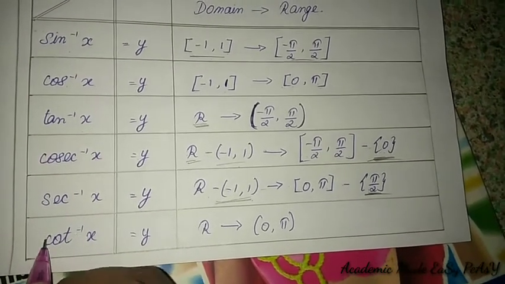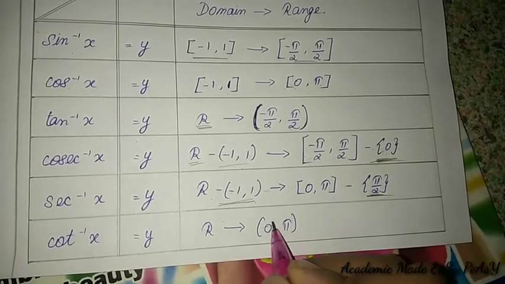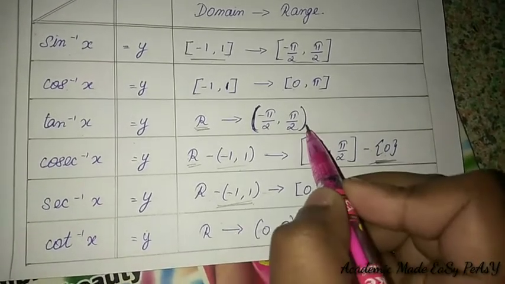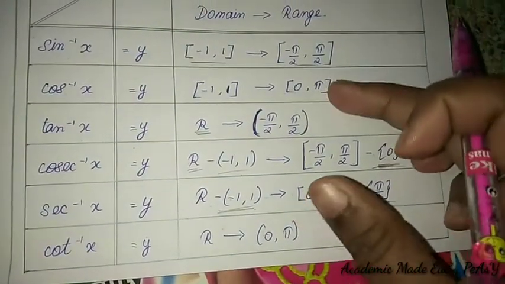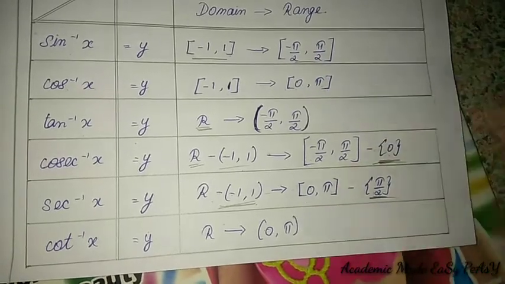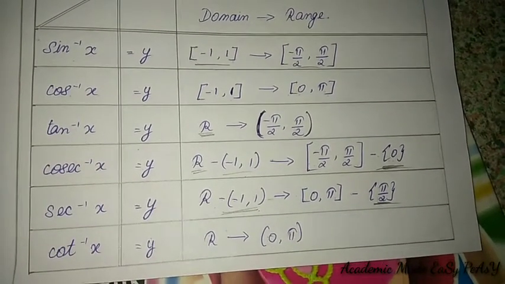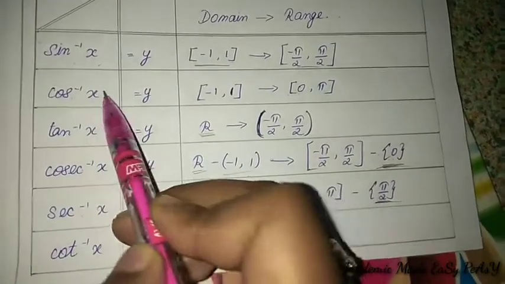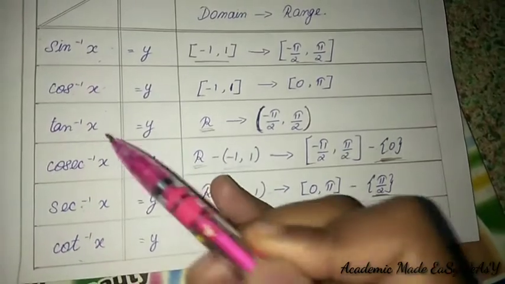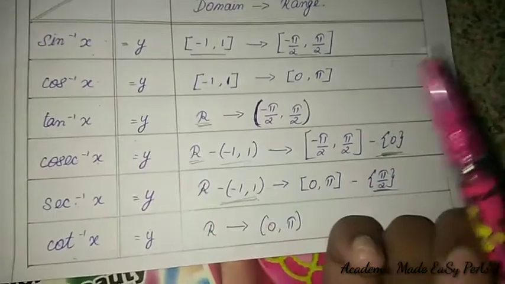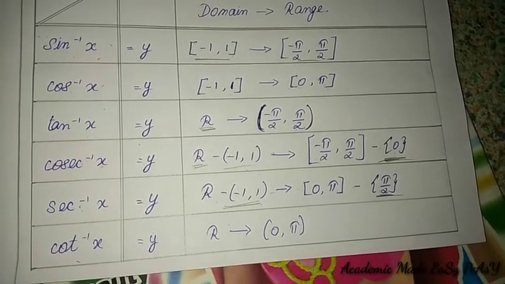Next for cot inverse x, the domain is R and the range is (0, pi). This will be related with cos, while tan is related with sin. So here you should be very clear. Just relate sin and cosec, cos and sec, then tan with sin and cot with cos. Is that okay? If you just relate it and study, it will be very easy.